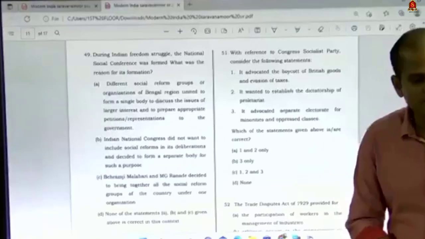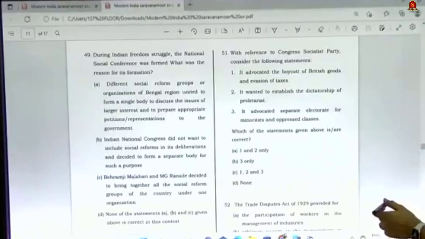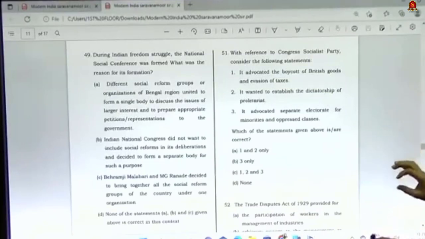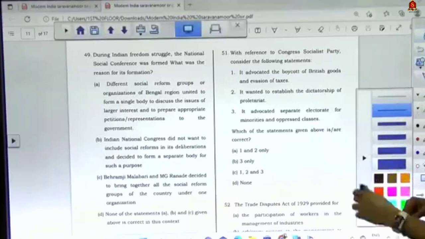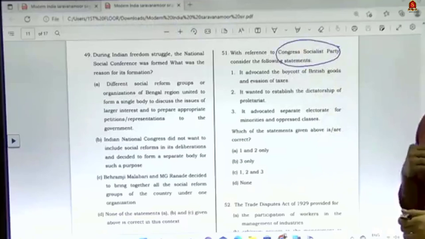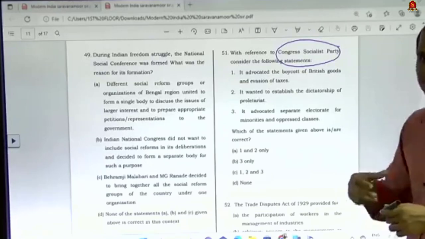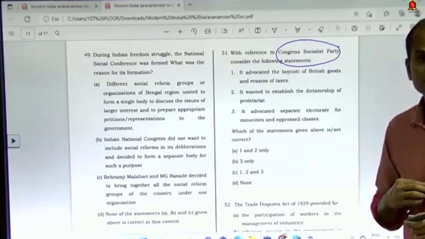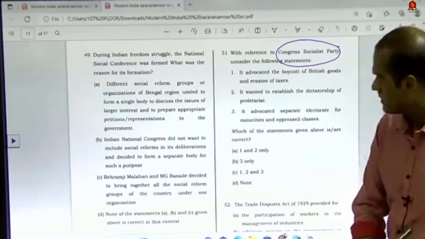51. With reference to the Congress Socialist Party, consider the following statements. First, you should know the origin of the Congress Socialist Party. It was started in 1934, after the Civil Disobedience Movement, by Jayaprakash Narayan, Achyut Patwardhan, Acharya Narendra Dev. This concept was started in jail, when the people were in Nasik jail. Why not make socialism within the Congress? That's why this is the Congress Socialist Party within the Congress party. Nothing outside, nothing against Congress. That's the first point. Keep it in mind.